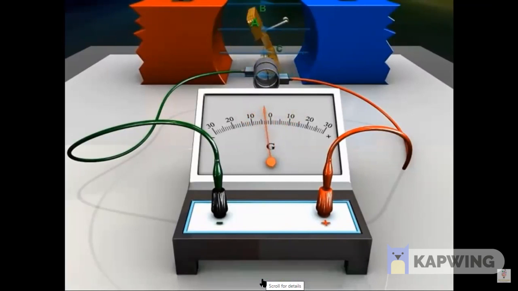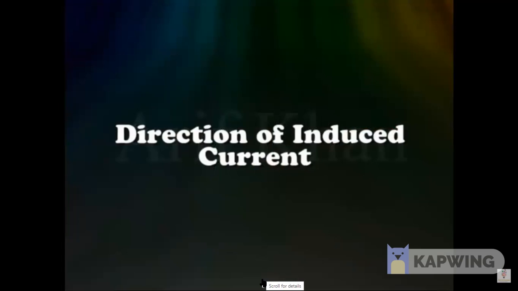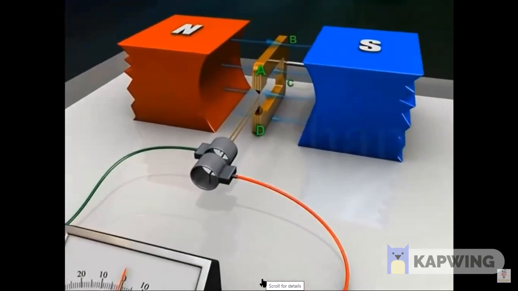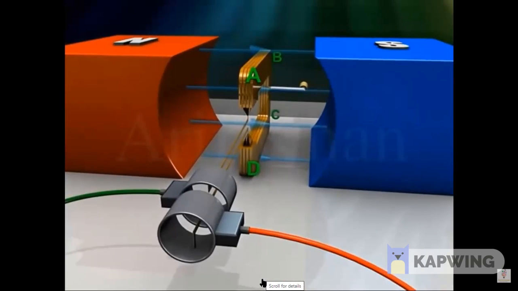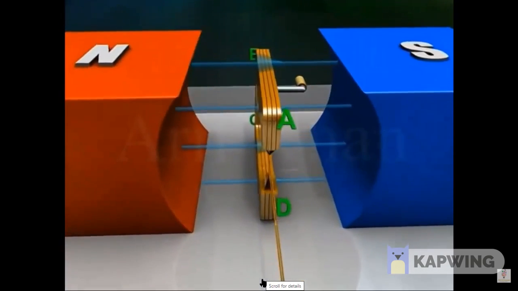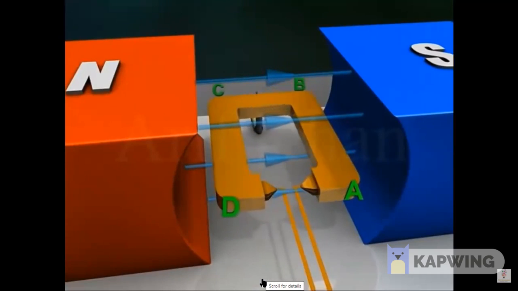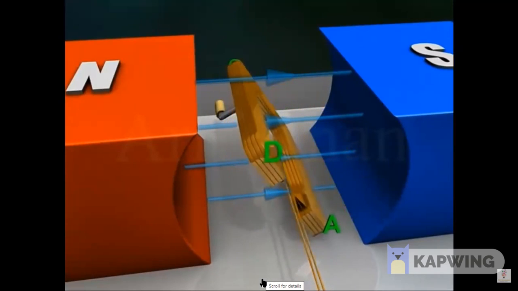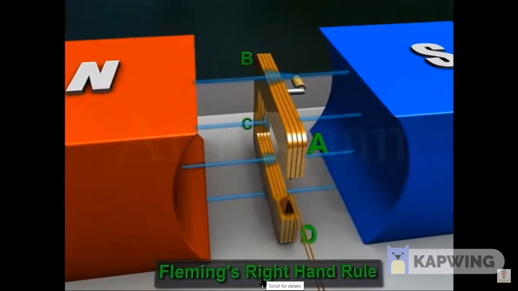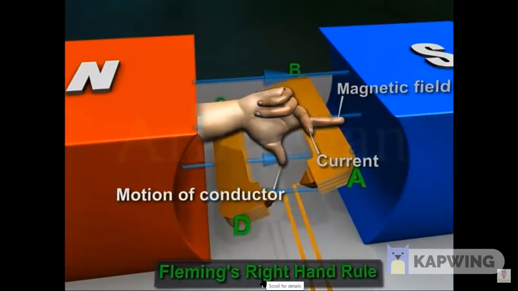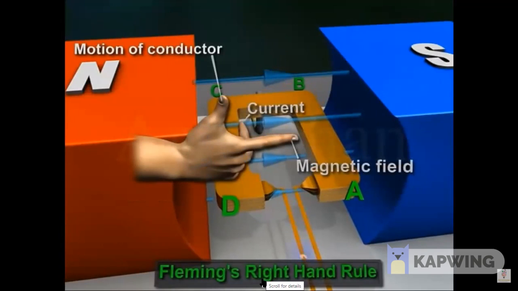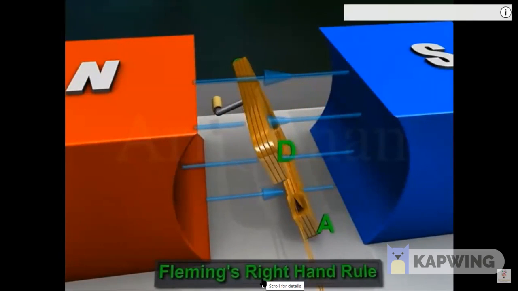Direction of induced EMF. When ABCD is in the vertical direction with the magnetic field, no current flows, as there is no change in the magnetic flux. But when it rotates half a cycle, now the magnetic flux changes and the AB portion goes down and the CD portion is in the above direction.